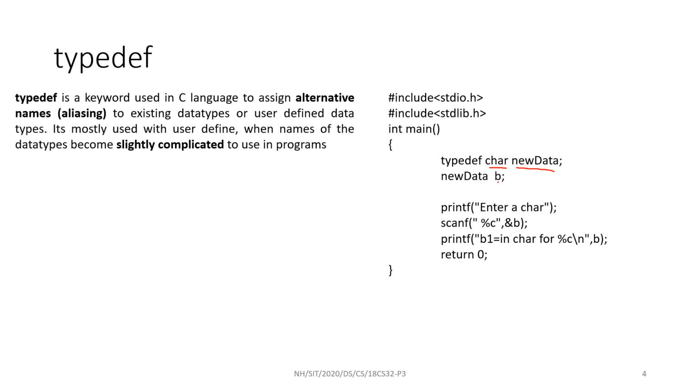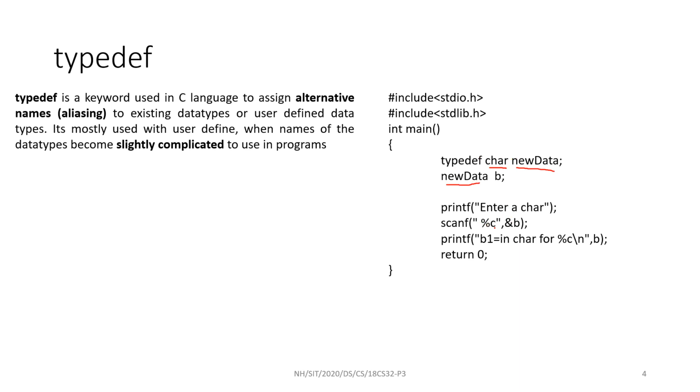So I'm going to create a variable. If this is not there, the actual line is char b. But I have redefined it, I made an alternate for character, that is new data. That is my alias name. Alias name, alternate name, that is new data, and a variable name. Okay. So here I want to input the data.